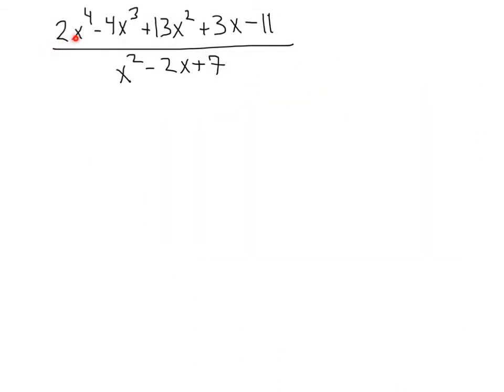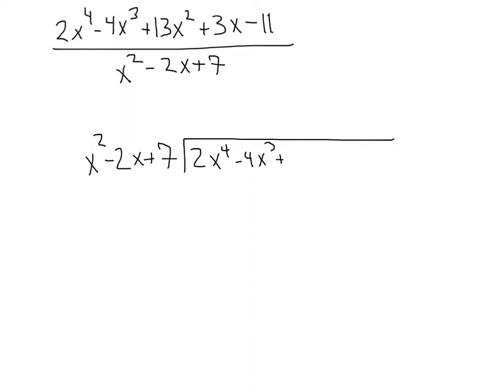Okay, here we have 2x to the fourth minus 4x cubed plus 13x squared plus 3x minus 11, all divided by x squared minus 2x plus 7. Let's go ahead and set this one up. On the outside, we're going to have x squared minus 2x plus 7. On our inside bar, we're going to have the whole numerator there, minus 11. And now let's go ahead and check our degrees. Our highest degree is 4, then we go x to the third, x squared, x. We don't need to insert an extra degree because everything is accounted for. Now we can start multiplying into it.